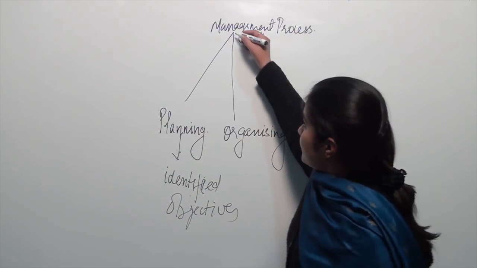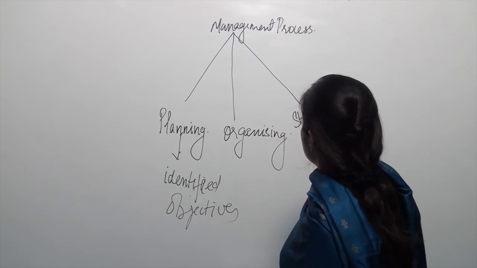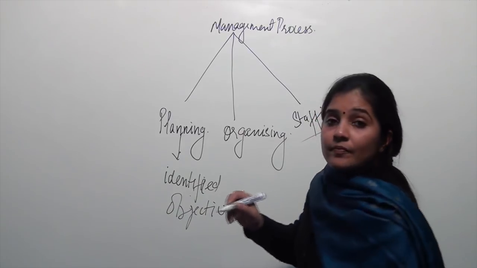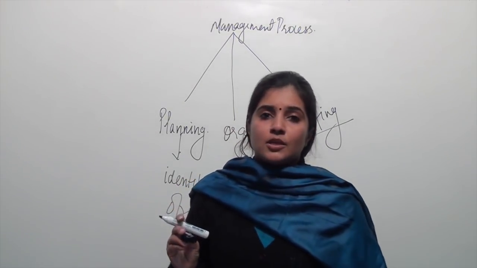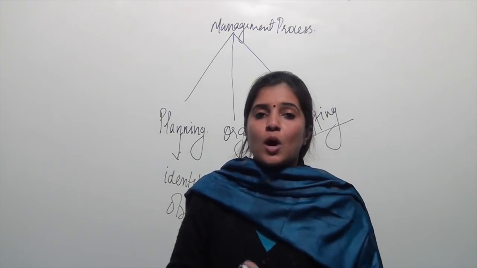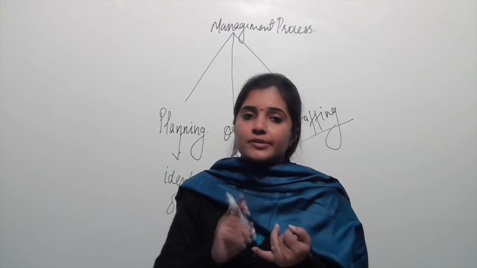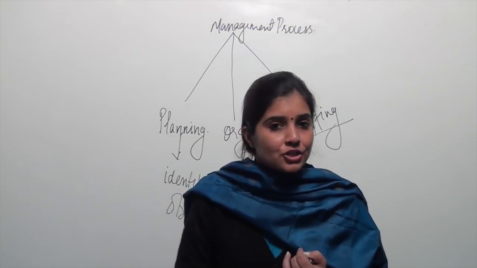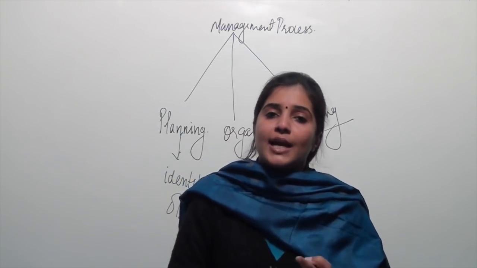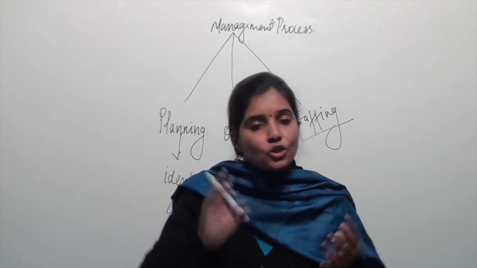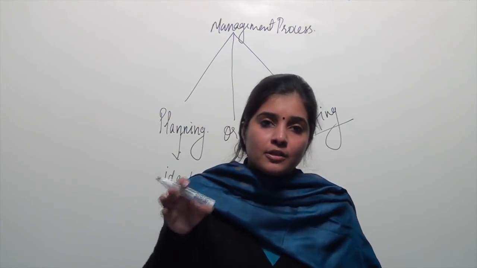Thereafter, the third process comes: staffing. After you have identified what all is to be done, right? Who's going to be doing what? You have identified the different roles, right? That I need to have a sales manager, I need to have a production manager, a marketing manager, a human resource manager, a finance manager, and the list goes on. You have identified different roles.